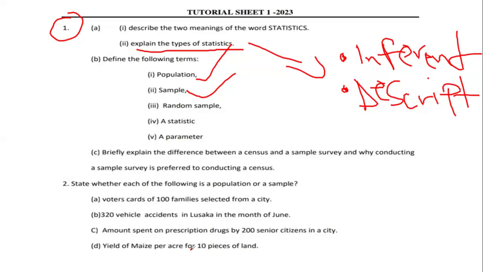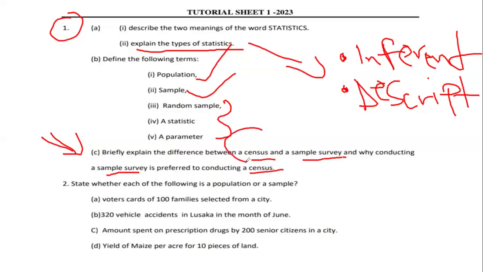Okay, thank you. So I have a lot of definitions here, and the definitions are in the notes. When I upload, you can go through and know these definitions. And then we go to question C. Let's answer question C together. They are saying, briefly explain the difference between a census and a sample survey. And the question continues, and why conducting a sample survey is preferred to conducting a census.